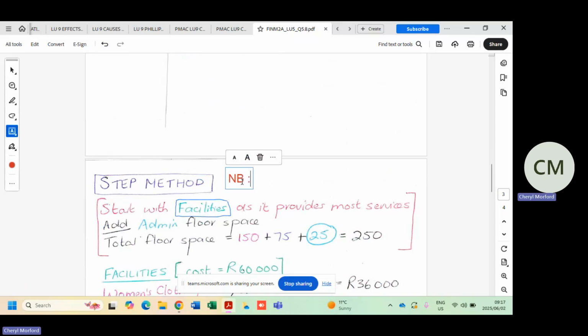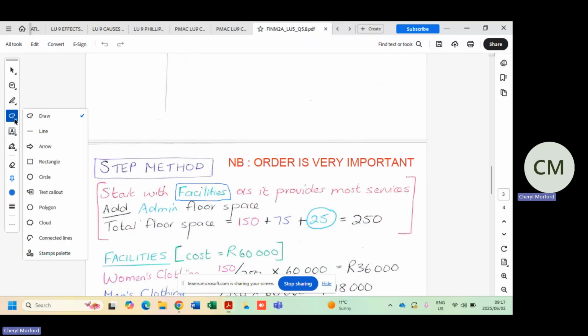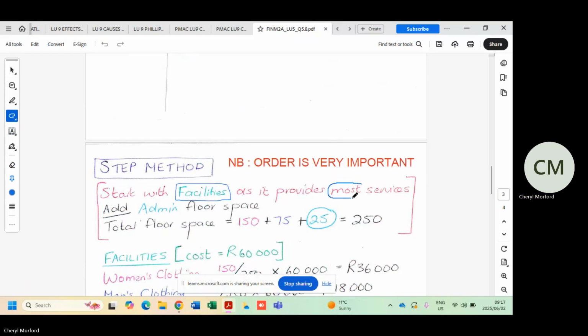That's looking a bit better. The order is very important. You cannot do it another way because then you will get the wrong answer. So this question is going to say we're going to start with facilities because it provides the most services.